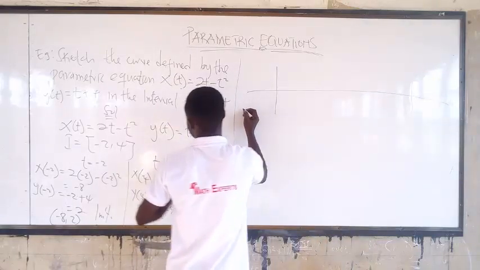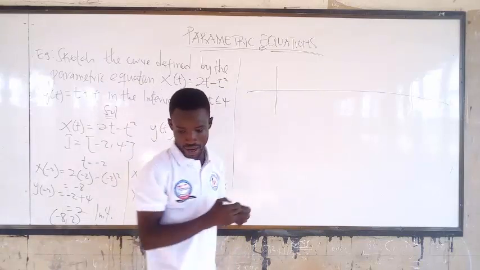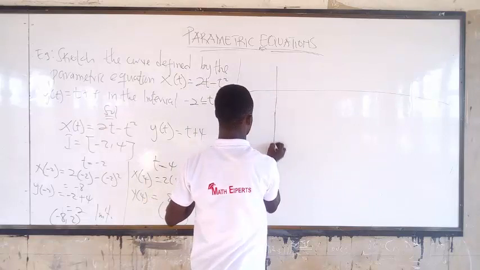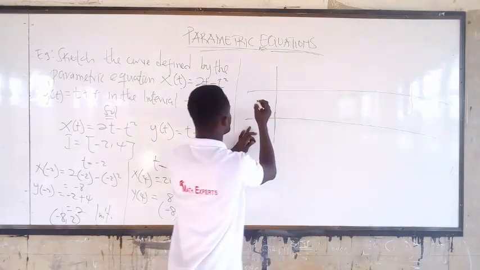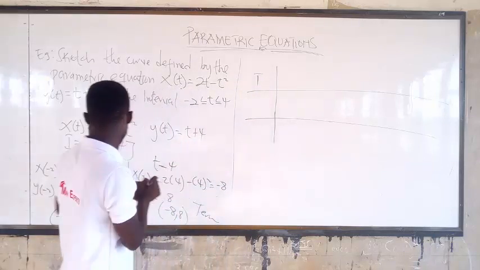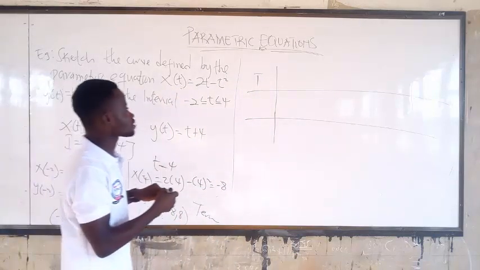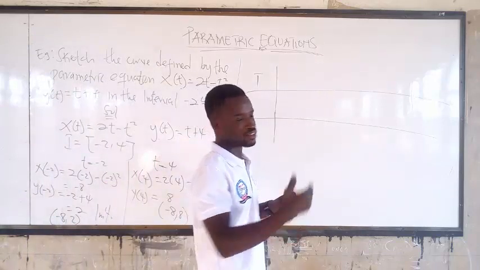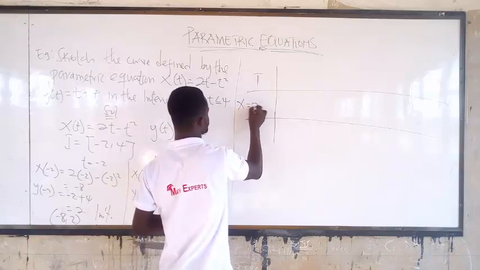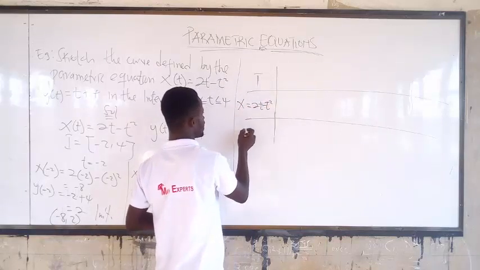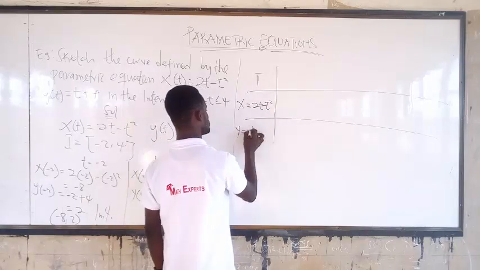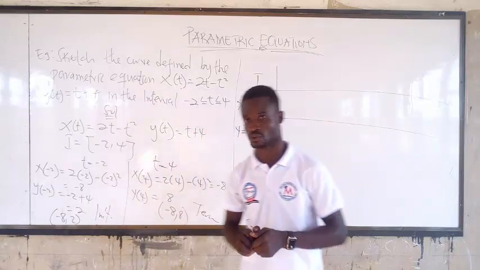So you start with this, okay? Now your time has to be defined. And what is the time? The time is the interval given to you, right? That is from negative 2 to 4. So here will be x is equal to 2t minus t squared, and here will be y is equal to t plus 4. Good, beautiful.